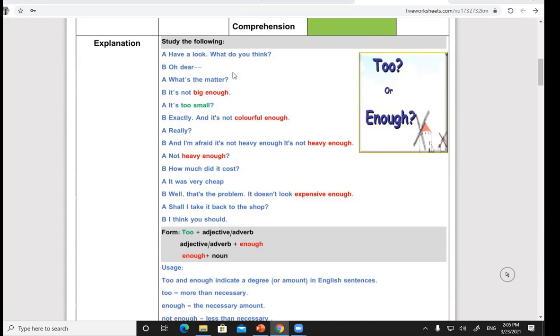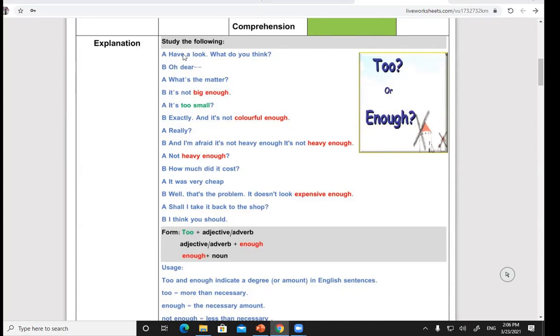Abdul Ilah, start. Have a look. What do you think? Oh dear, what is the matter? It is not big enough. It is just too small. My friend, you and your friend, one speak. I have two boys, Sulaiman and Abdul Ilah. Start, Abdul Ilah A, Sulaiman B.